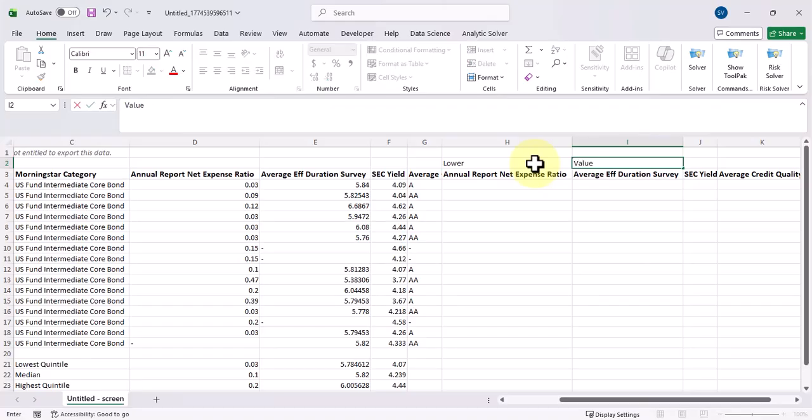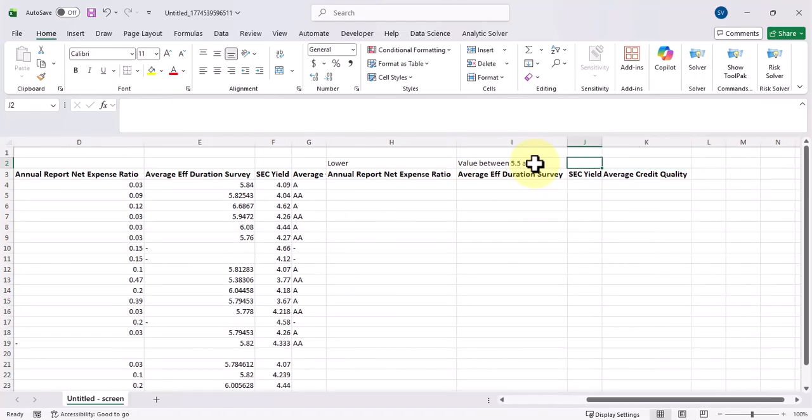Well, actually, I'll put up here value between 5.5 and 7. The average SEC yield, I want higher. And the average credit quality, I want AA or better. And AA is the highest one we have in our list here. But I just want high credit quality. Okay. So my functions are going to look like this.